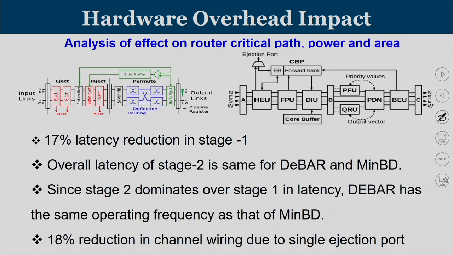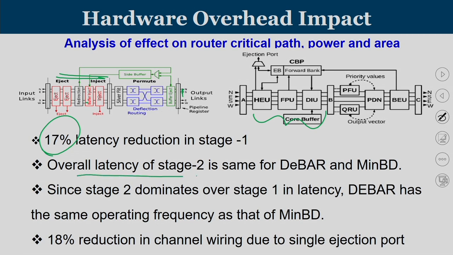and it was shown that stage 1 of DBAR is 17% less time consuming than stage 1 of MinBD. Because in MinBD you have the dual ejection unit, you have a redirection, you have a buffer inject. So, there were many units in stage 1 of MinBD, but when compared to that, the number of combinational blocks needed to implement stage 1 of DBAR is rather less, so the maximum propagation delay for the circuits of DBAR is 17% less when compared to that of MinBD.